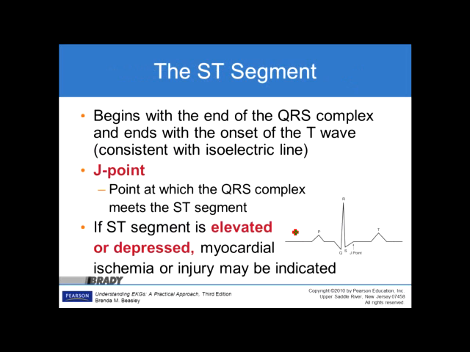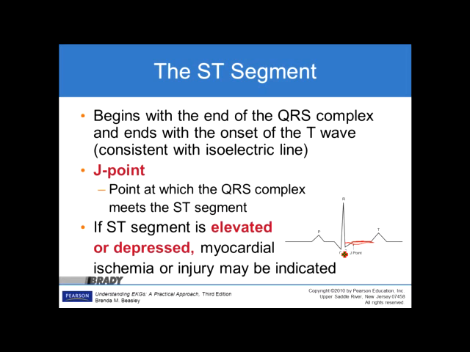The ST segment begins with the end of the QRS complex and ends with the onset of the T wave, consistent with the isoelectric line. So this right here is the ST segment. The J point is the point at which the QRS complex meets the ST segment. If the ST segment is elevated or depressed, myocardial ischemia or injury may be indicated.